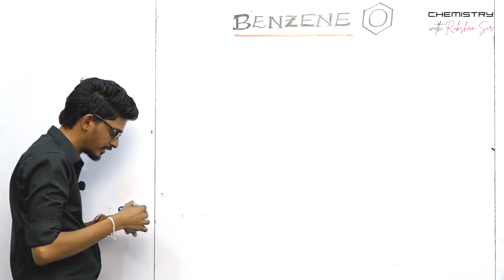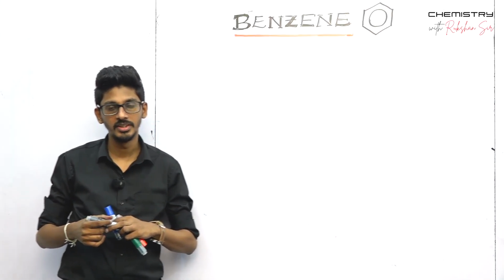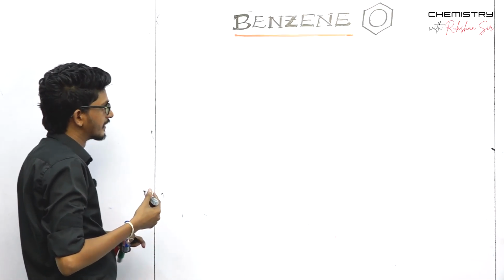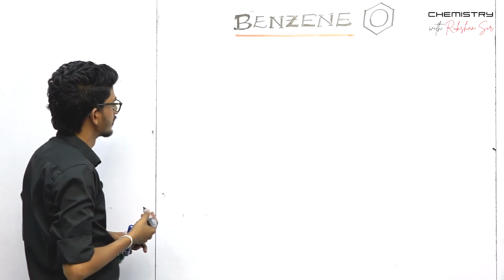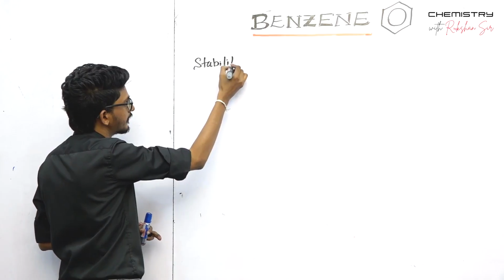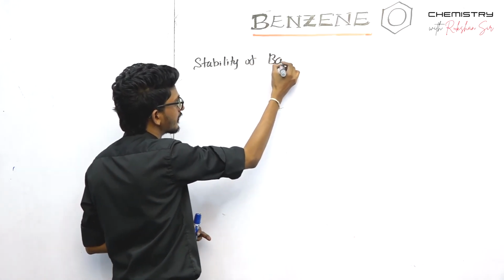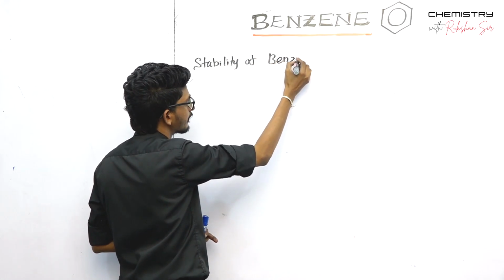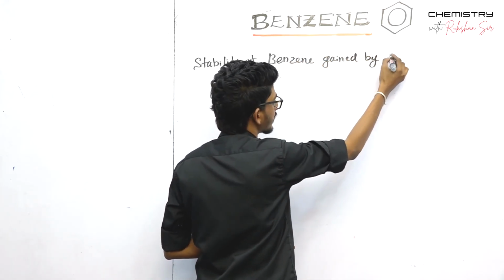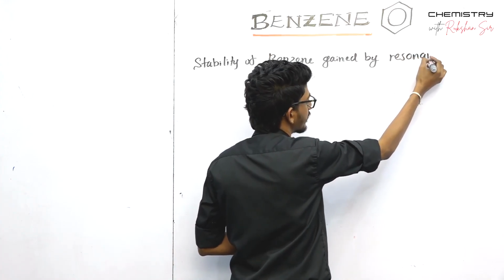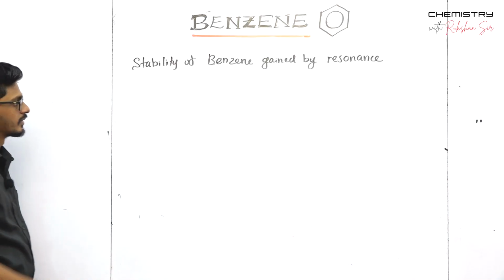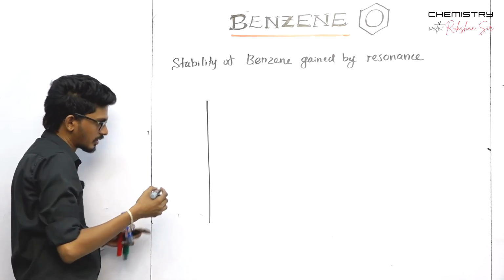So we know that benzene is a resonance hybrid. So let's discuss the resonance stabilization, the stability of benzene attained by the resonance. This is about that thing. Stability of benzene gained by resonance, right? Let's discuss about that. You can come up with this energy diagram.